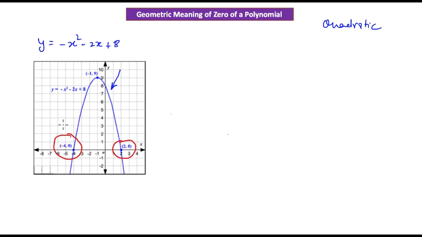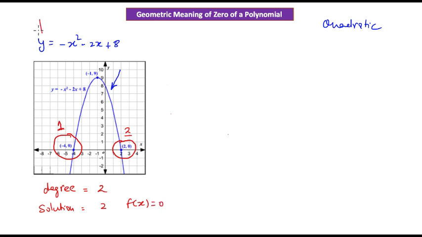So how many zeros do you observe here? 1 and you have 2. So just to give you a perspective, the degree of this polynomial is 2 and we have two solutions of this polynomial at which f of x is equal to 0.